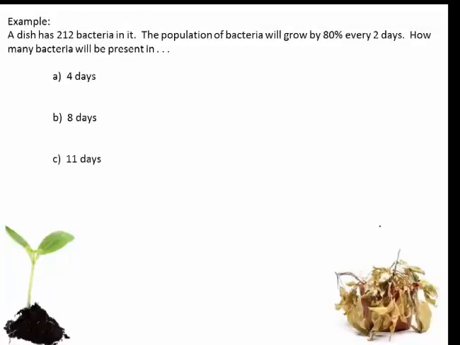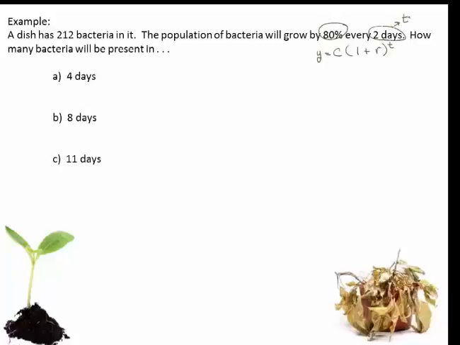Okay, so here's some examples. A dish has 212 bacteria in it. The population of bacteria will grow by 80% every 2 days. How many bacteria will be present in 4 days, 8 days, or 11 days? So let's look at the formula that we need to use. We have a percentage increase, and that means we need to use y is equal to c times 1 plus r to the t. Now the t in this case is not years, it's every 2 days.